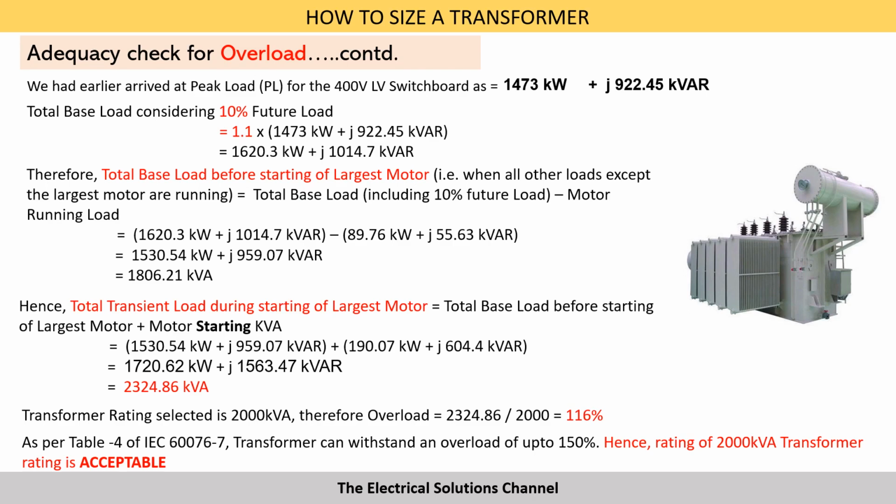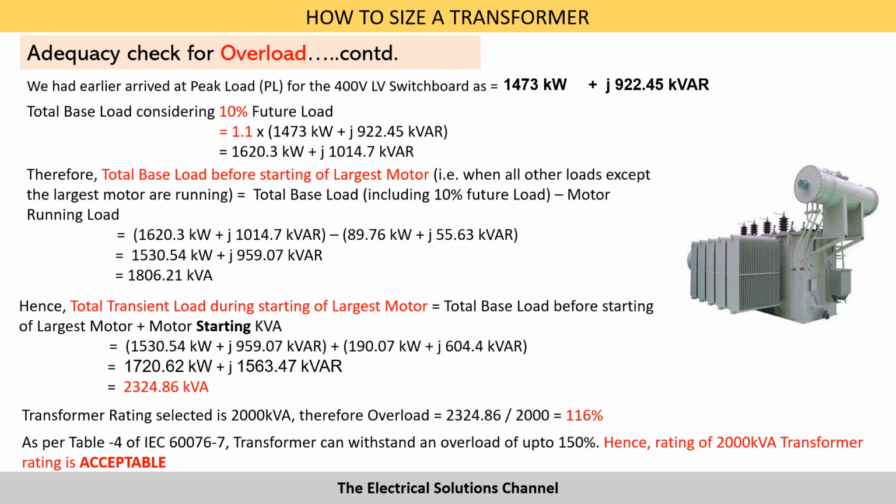Therefore, the total transient load during starting of the largest motor is the total base load before starting of the largest motor plus the motor starting kVA, which works out as 1720.62 kilowatt plus 1563.47 kVAR, which is equal to 2324.86 kVA, which is almost equal to 2325 kVA.